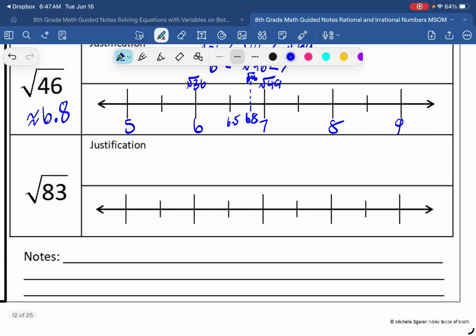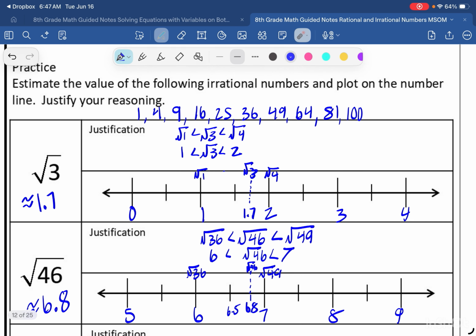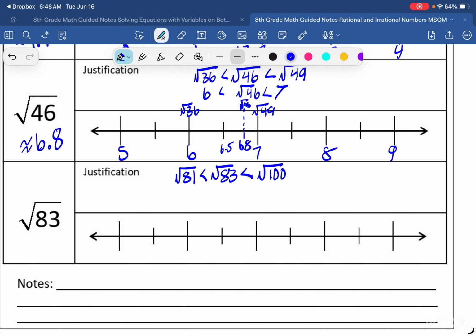One more, the square root of 83. That's going to fall, if we go up here, between the square roots of 81 and 100. So that's going to fall between 9 and 10. So let's label my number line here below, 8, 9, 10, 11, 12. And this is 9.5. This right here is the square root of 81. This is the square root of 100. I want to figure out the square root of 83, which is going to be close to the square root of 81. If I'm estimating that, I'm going to see it's maybe about right there. So that's going to be about 9.1.